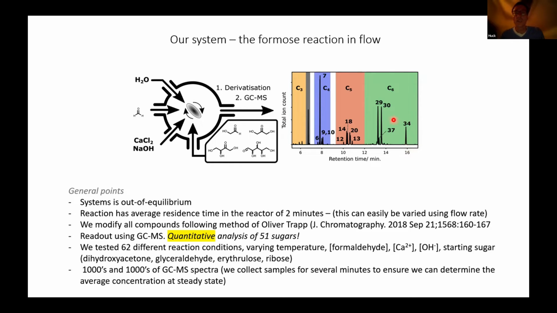Then we can measure for each experiment how many C6 sugars, C5 sugars, C4 sugars, C3 sugars were formed, and how many of each. So we quantitatively follow about 51 different sugars that are formed, and that is approximately 70% of the mass that we can recover. Of the remaining 30%, I think most of it is formaldehyde that actually evaporates during our workup. And then we test lots of different reaction conditions. As I said, we were interested in finding out how this reaction adapts to the environment. And then we collect lots and lots and lots of data.